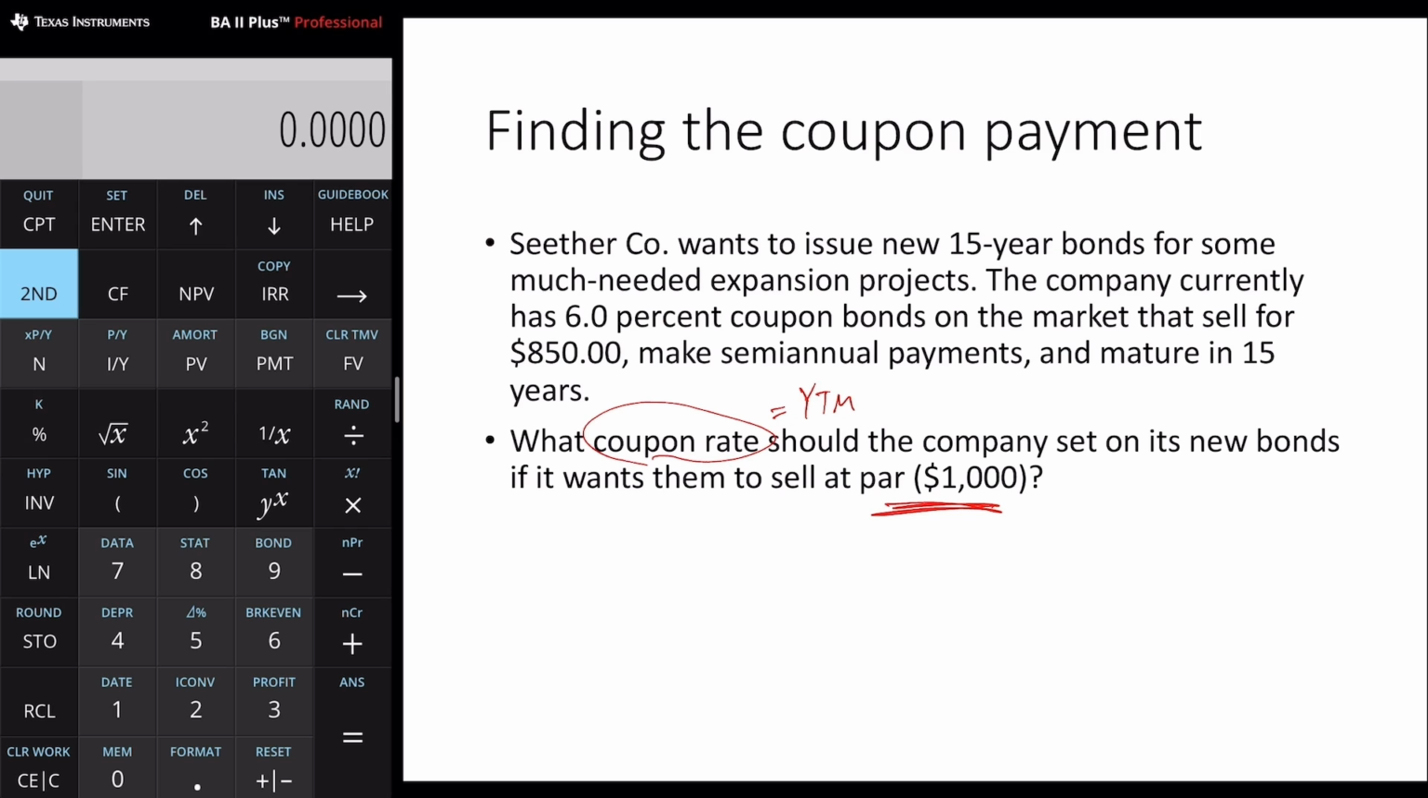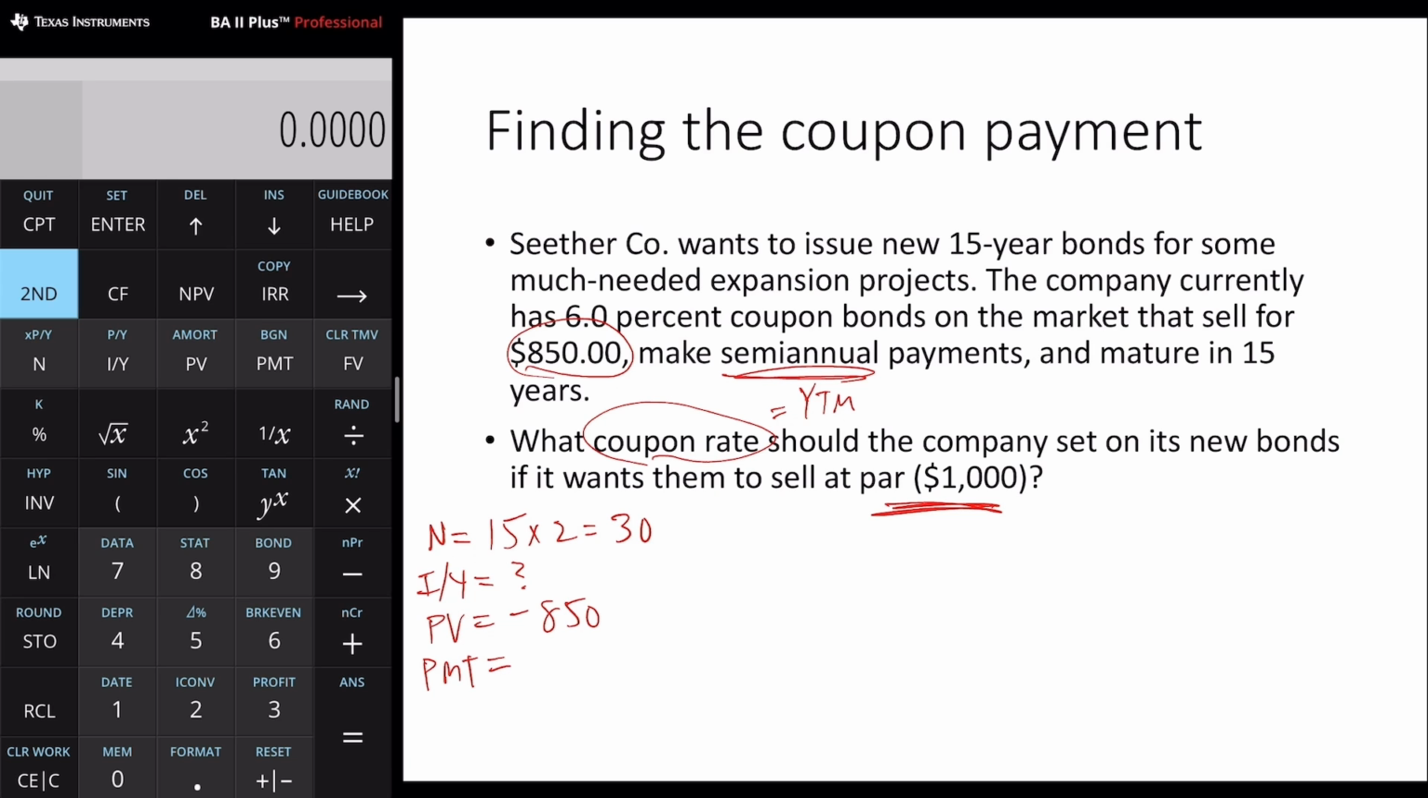All right, so let's set up N equals... semi-annual payment, so we do have to account for that. N is 15, multiply that by 2, 30. I/Y equals the yield to maturity, that's what we don't know. Present value is the price of the bond. You can see they're currently selling for $850, so I'm going to put negative $850.